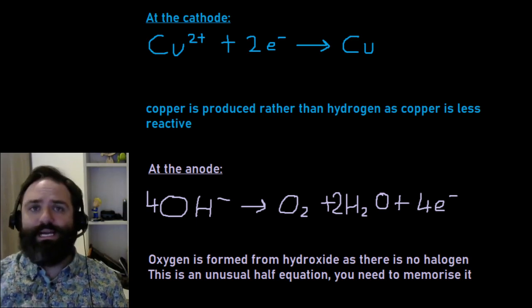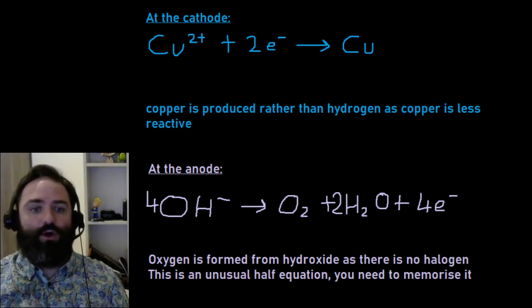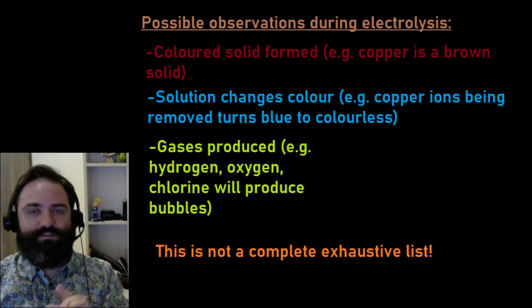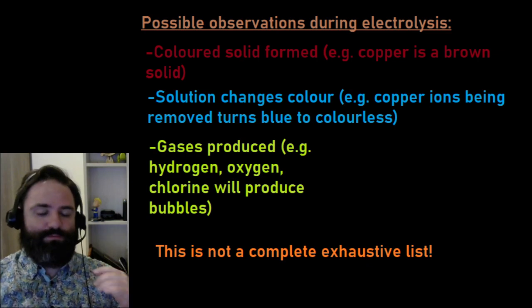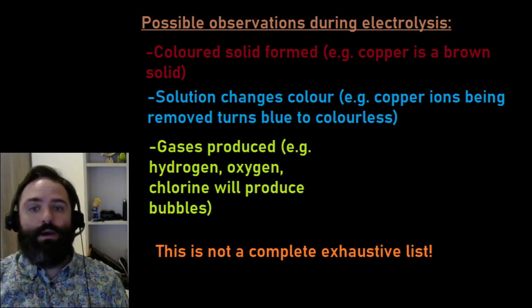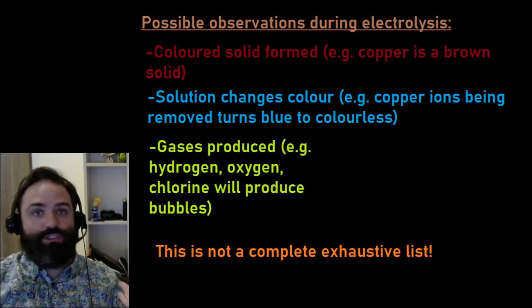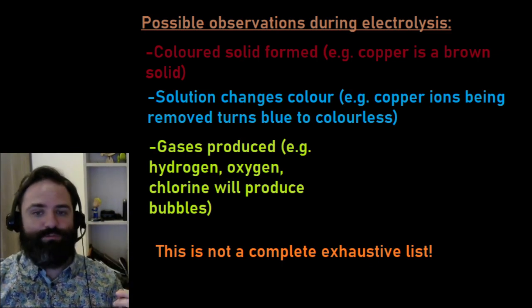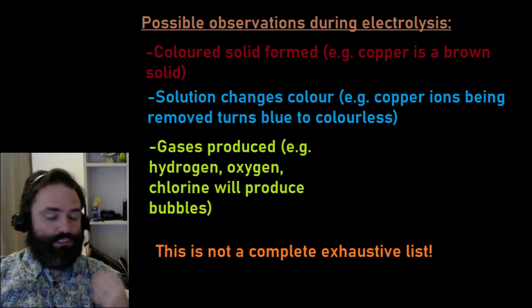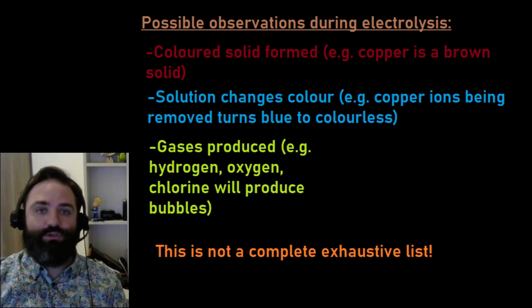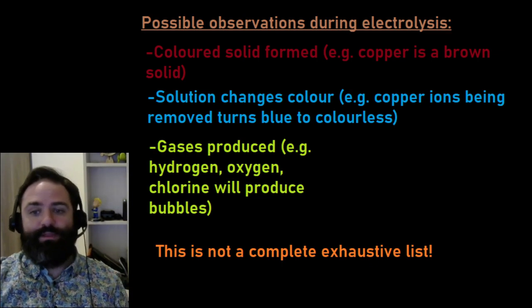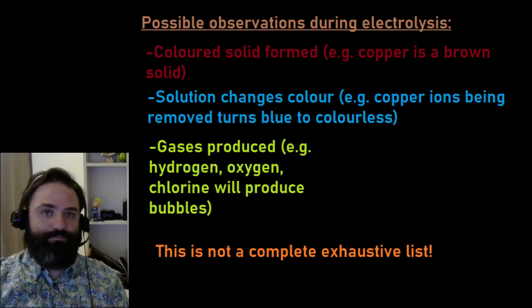One more thing, you might get asked for an observation, and an observation is what you can see happening. If you were doing this on a desk in front of you, what you would see happening. That's most likely going to be a color change, bubbles being produced, or a solid being produced, particularly, for example, copper. Copper's a brown solid that gets produced. So to sum it up, to make a half equation, you simply add or remove electrons until it is neutral. You balance it, being careful with the diatomic elements, and remember that hydroxide is a special case.